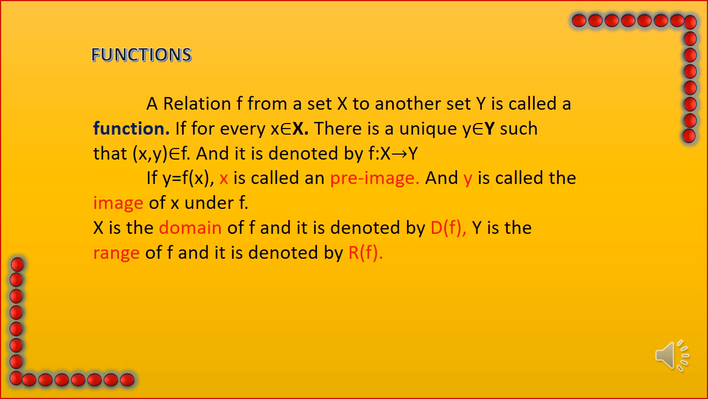If y is equal to f of x, x is called the pre-image and y is called the image of x under the function f. X is the domain of f and it is denoted by D of f. Y is the range of f and it is denoted by R of f. It means the domain is denoted by D of f and range is denoted by R of f.